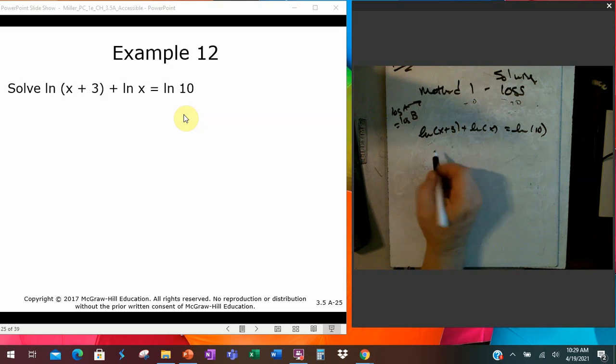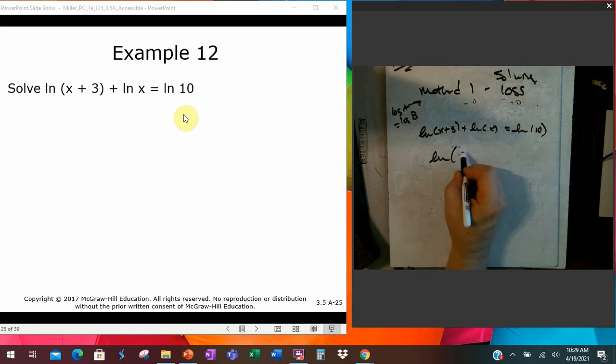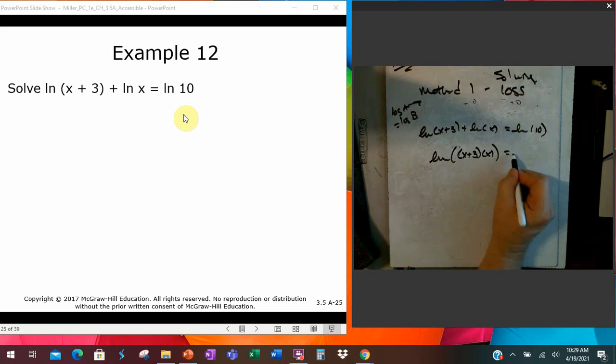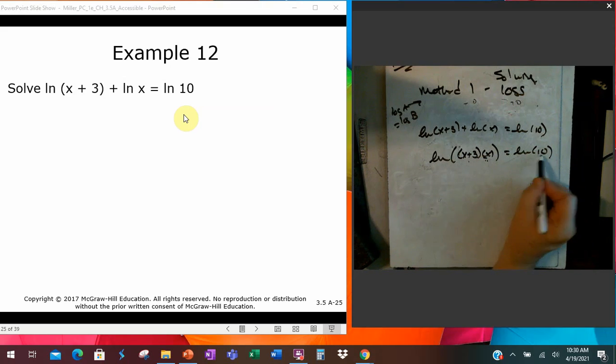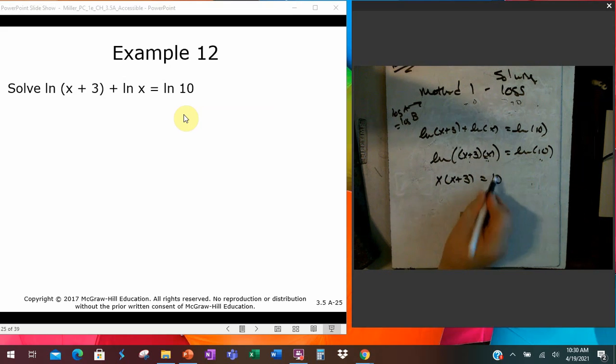So this I can get into 1, ln x plus 3. Oh, sorry. Plus goes to multiplication: x plus 3 times x is equal to ln of 10. That means ln of a is equal to ln of b. This must be the same. X times x plus 3 is equal to 10. X squared plus 3x is equal to 10. Quadratic. Quadratics have to be equal to 0.